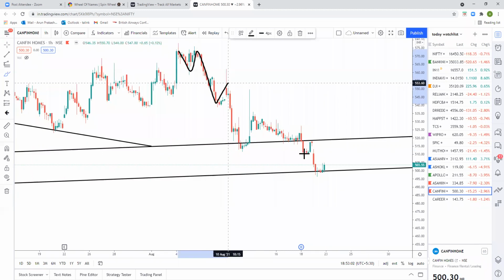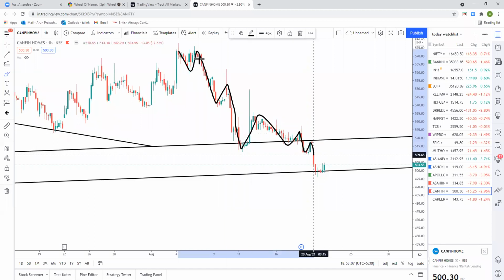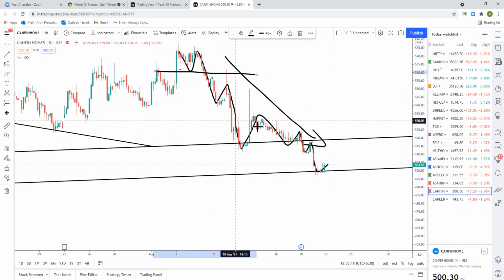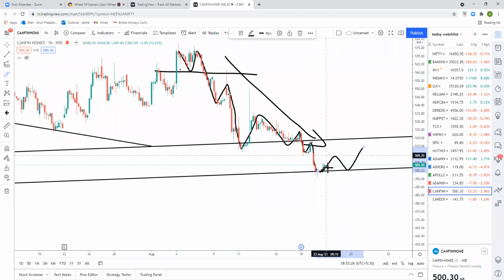See, this is the Dow theory and CANFINHOMES. It is continuously in a downtrend. If you take 1 hour into consideration, this is a downtrend. The previous low has been broken, and from that point, the stock is making lower highs and lower lows. So for you to take an entry here, you need this formation: 2-3 hours of consolidation. This is not a consolidation. It has just stopped to fall. That's it.